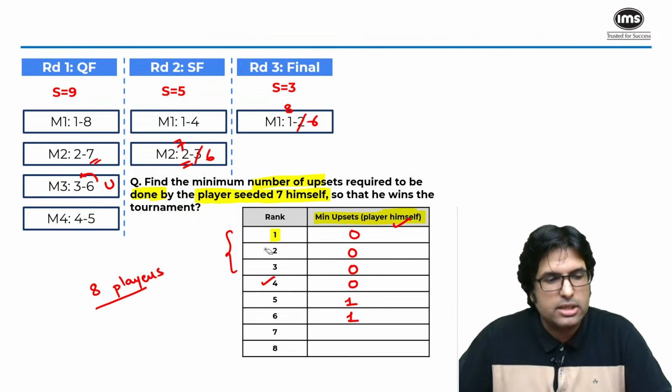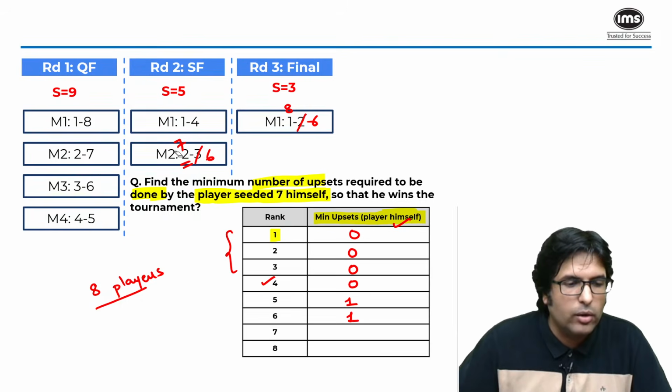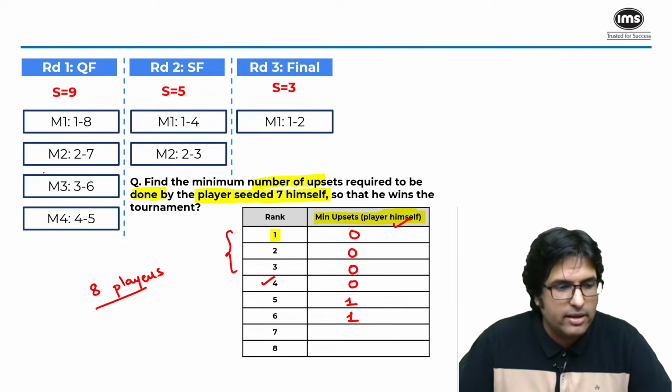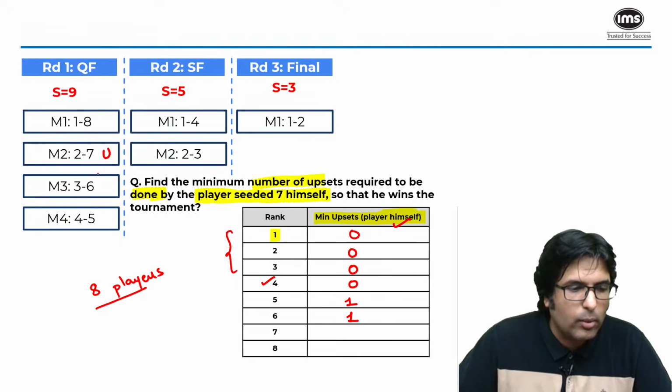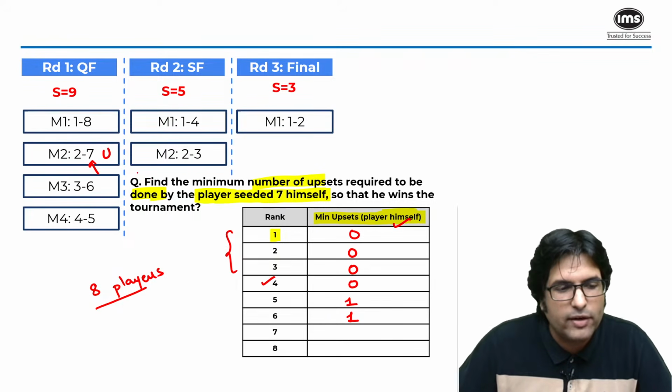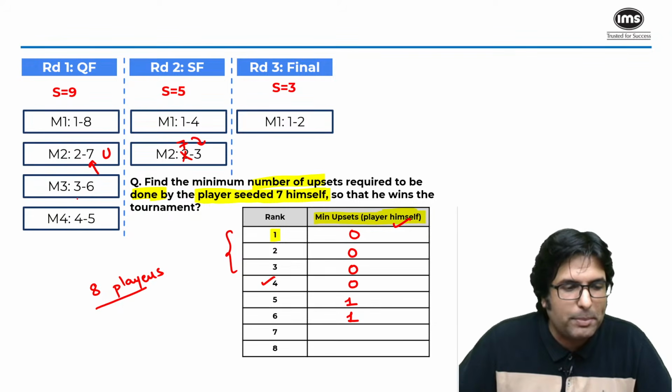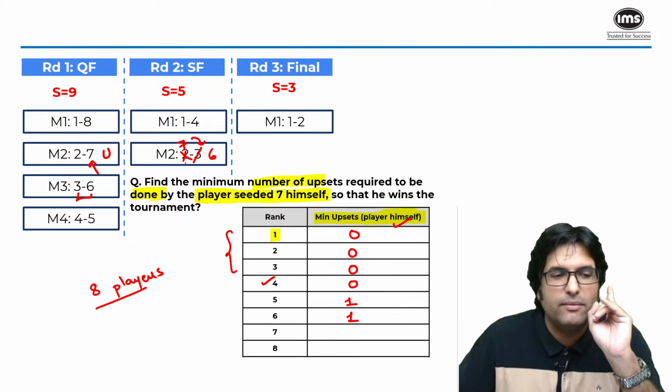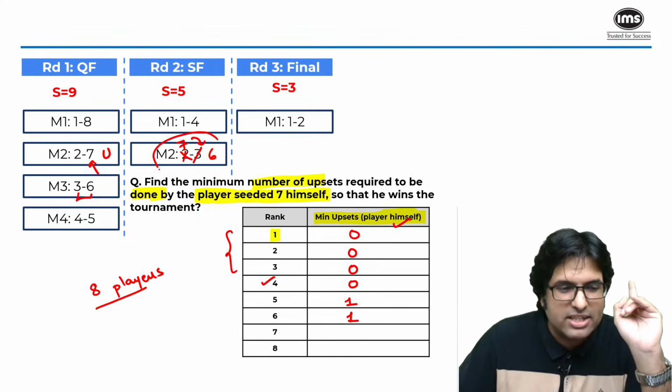Moving ahead, let's try it for 7 now. So what will happen with player rank 7? Player rank 7 would definitely require an upset himself here. Player rank 7 would take the place of 2. 7 is playing against 3. Now who is 3 playing against in the previous round? 6. So even if we have an upset in the previous round, the worst ranked player that we could have is 6. So there is a problem with 7 in the semi-final as well.